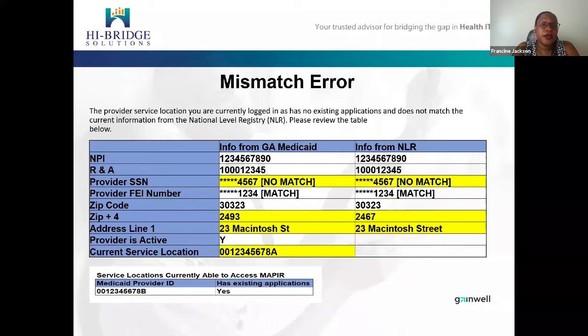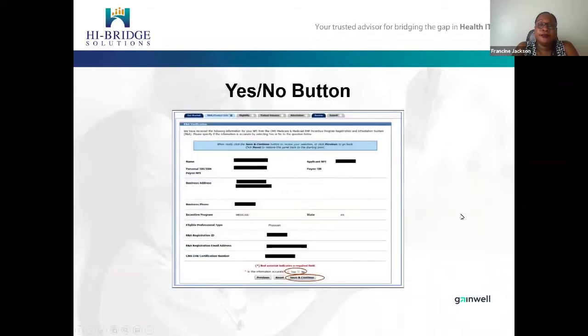You want to make sure that you are in the current location. In this example, we showed that the A location was used. However, if you look below where it says service locations currently able to access Mapper, it says B location, which means that is the correct location where Mapper applications exist. And this is the yes or no button. This appears on the Get Started tab on the very first part of your application.